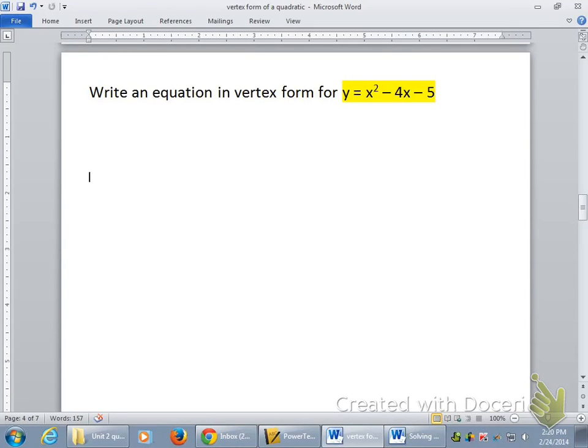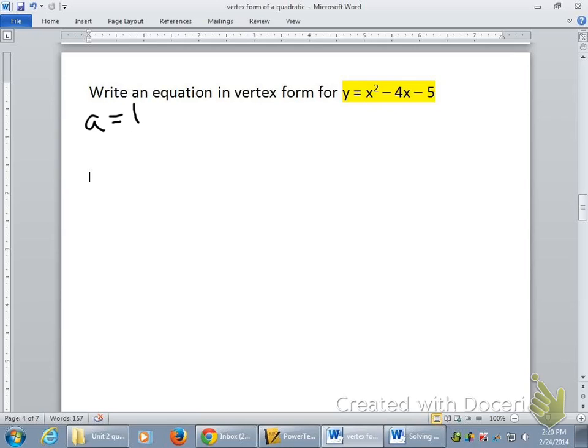All right. So we are going to change this from standard to vertex form. It's currently in standard. We need to change it to vertex form. Now remember, my standard form and my vertex form both have something in common. What letter do they have in common? A. And what's my A? One. So in this case, it's a 1. It's the letter in front of the x squared term, the coefficient of the x squared term.